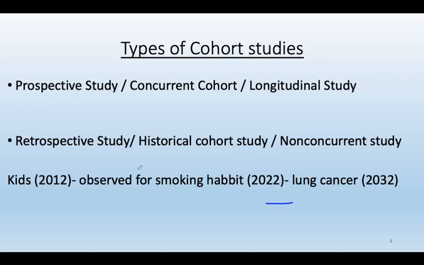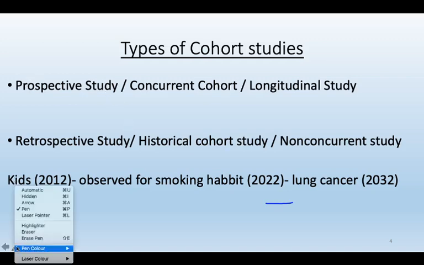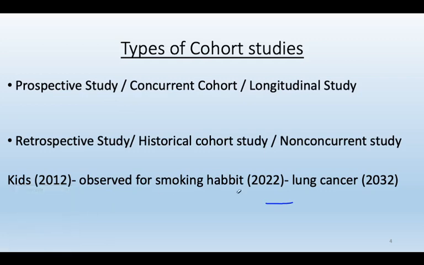Now, there are two types of cohort studies. Number one is the prospective study, also called a concurrent cohort study, and the alternate name is longitudinal study. The second is the retrospective study, or historical cohort study, or non-concurrent study. So let me give you an example of a prospective study, and then we will change the numbers so you will get a clearer understanding about it.